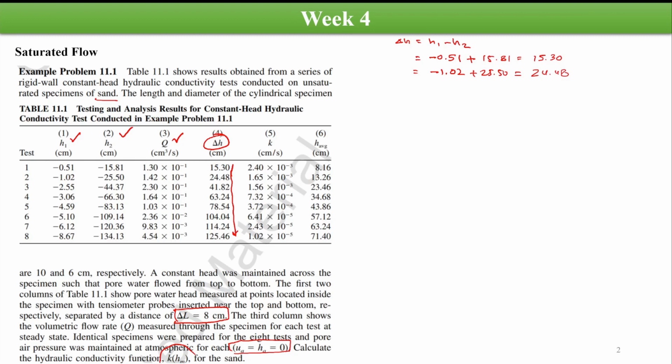Then we need to calculate the H average. H average is nothing but H_a minus 1/2 (H1 plus H2). The head due to air that is provided is 0. So it's 0 minus 1/2 (0.51 plus 15.81). After calculation, we will get the value of 8.16 centimeters, right? Let me get my calculator.